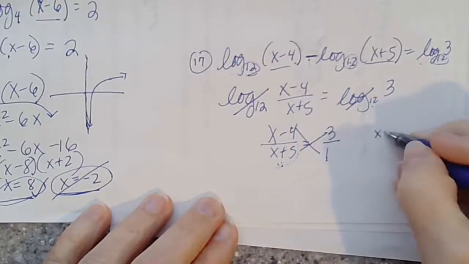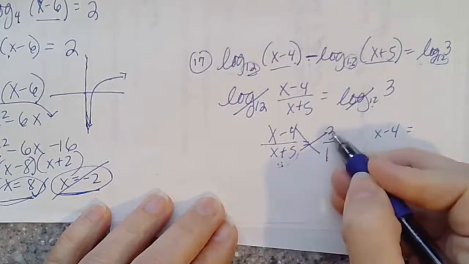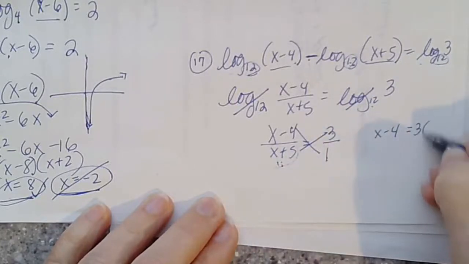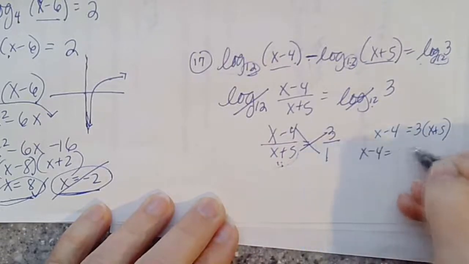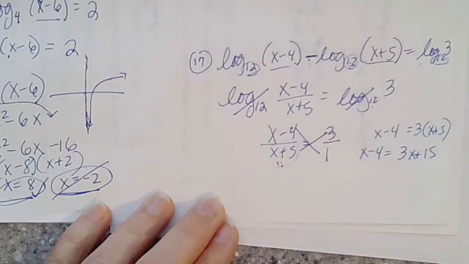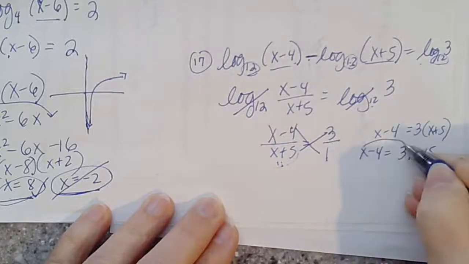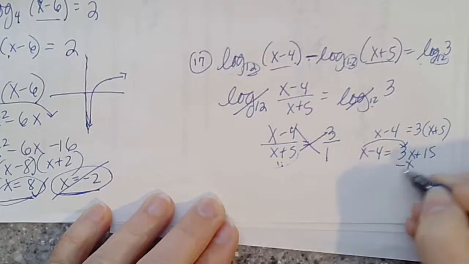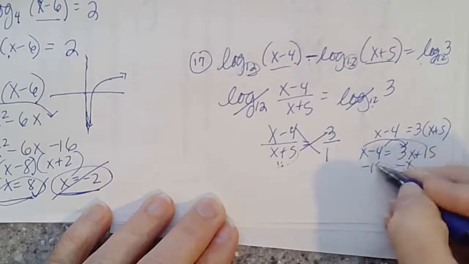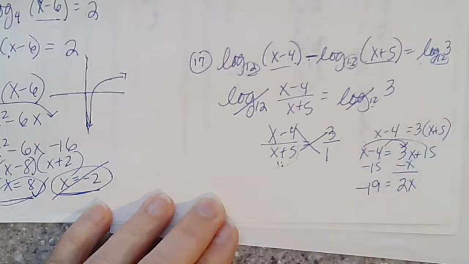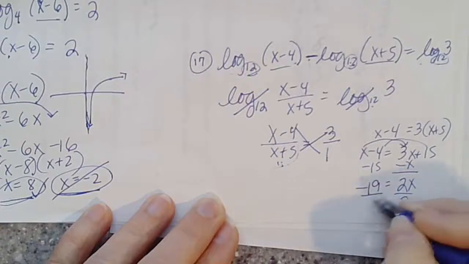And then solve that by distributing the 3. Bring your x's to the same side. I'm going to bring my x to the right side this time. That'll be 2 x's on the right. The 15 other way, negative 19 there, divide by 2, and I'm getting x is negative 19 halves. Now we'll have to see if that works or not.